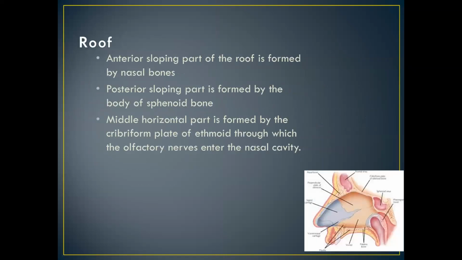Roof of nasal cavity is somewhat irregular. This is the roof of nasal cavity. Anteriorly, it is sloping, and posteriorly, it is also sloping, and the middle part is somewhat horizontal. Anterior sloping is because of the nasal bone. Posterior sloping is because of the sphenoid bone, and this horizontal part is actually the cribriform plate. Cribriform plate is an important structure as it gives access to the olfactory nerves, which are responsible for olfaction.